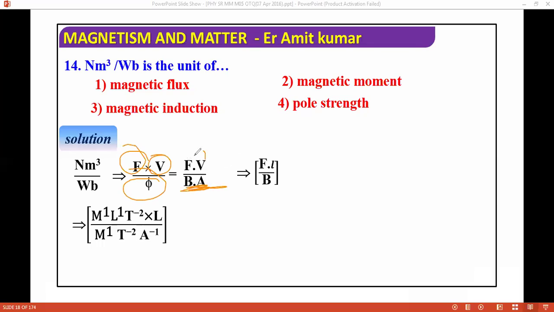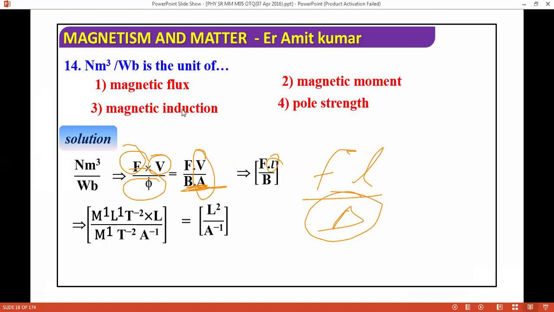And V by A is what? L. So this is F into L by B. All of you already know the dimensions of this. Just put in the dimensions, and once we solve it, we get AL2. So this is the unit of ampere meter square. And what is ampere meter square? Magnetic moment.